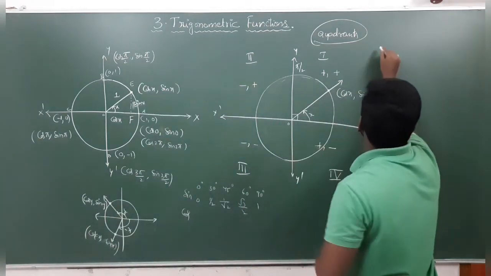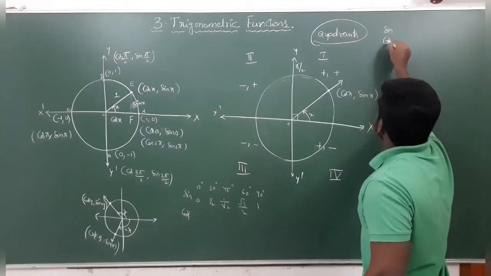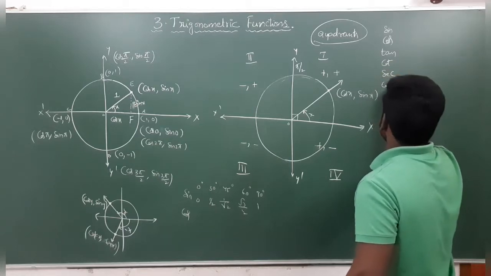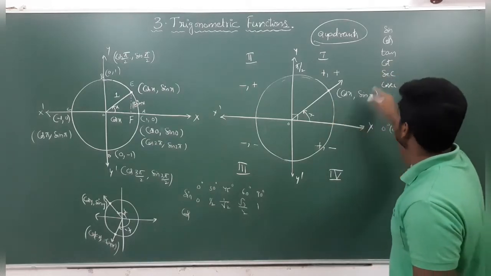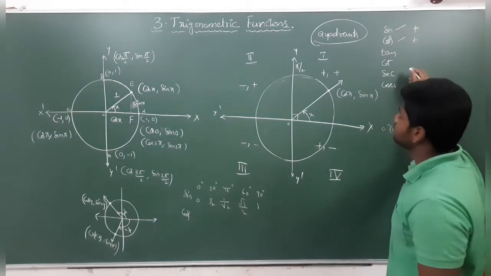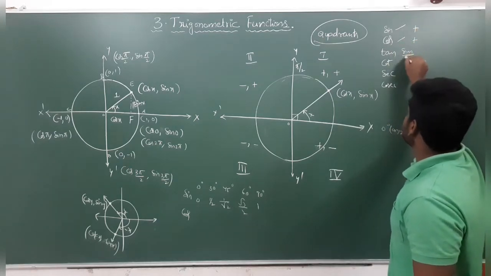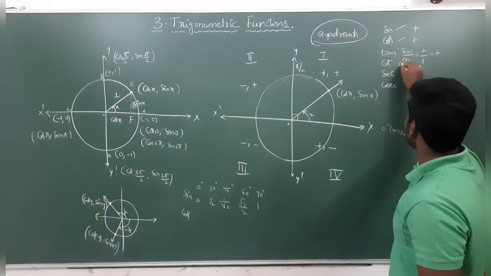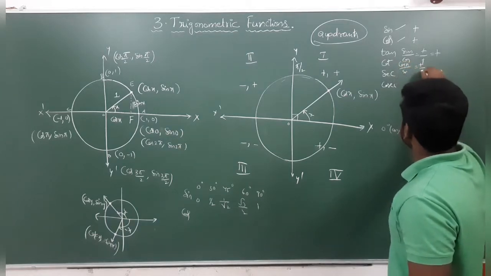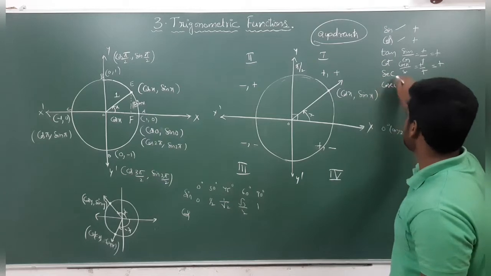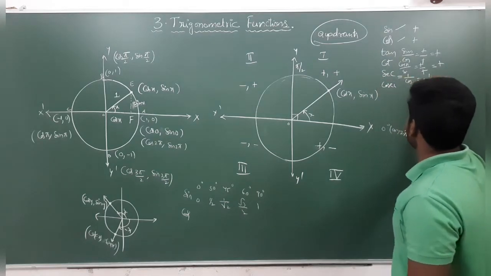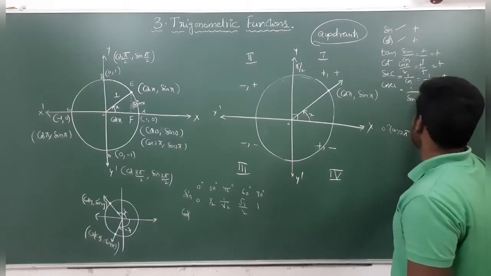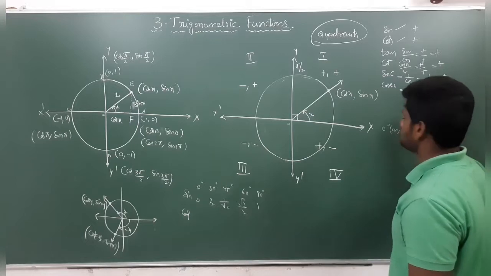If cos and sin are positive, see, all of you, these are sin, cos, tan, cot, secant and cosecant. As in this first quadrant both sin and cos are positive, what is tan? Tan means sin by cos, nothing but positive by positive, which is positive only. What is cot? Cos by sin, again positive by positive is positive. Secant is 1 by cos, and 1 by positive is positive. What is cosecant? 1 by sin, so 1 by positive is nothing but positive.